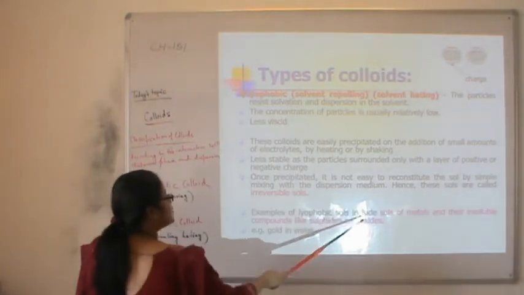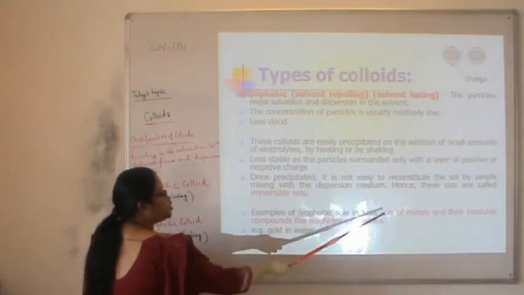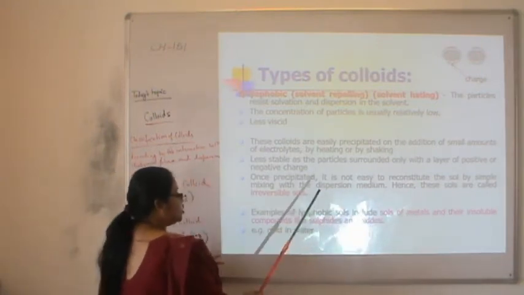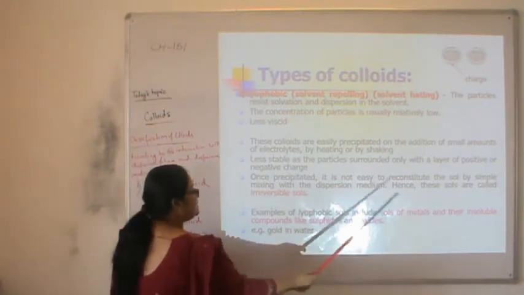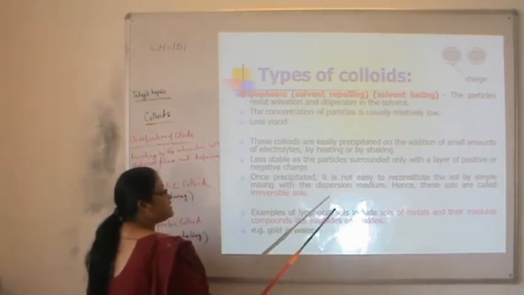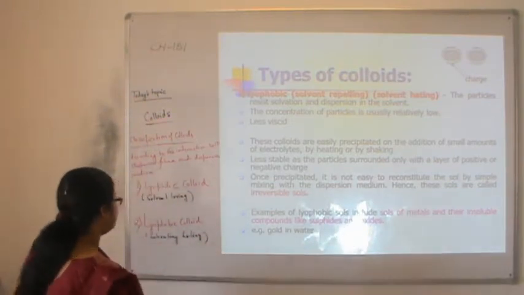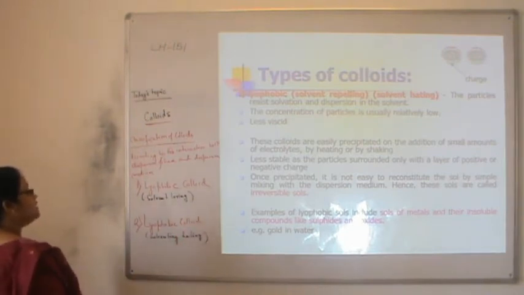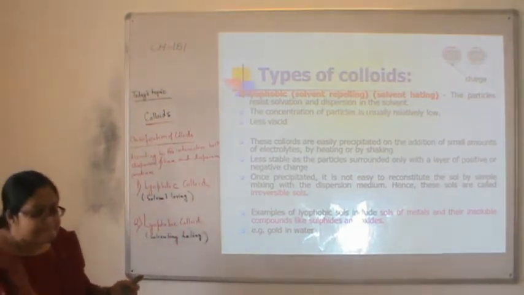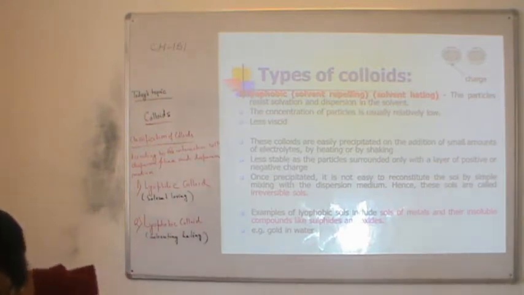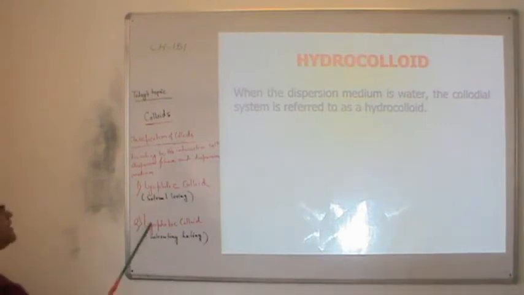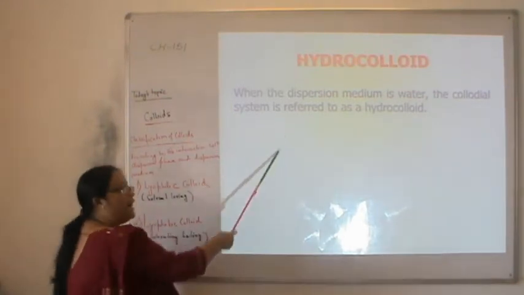Examples of lyophobic sols include sols of metals, means gold in water, and their insoluble compounds like sulfides, arsenic sulfides and oxides. These are the examples of lyophobic colloid. Now, if the dispersion medium is water, then the colloid is called hydrocolloid. When the dispersion medium is water, the colloidal system is referred to as hydrocolloid.